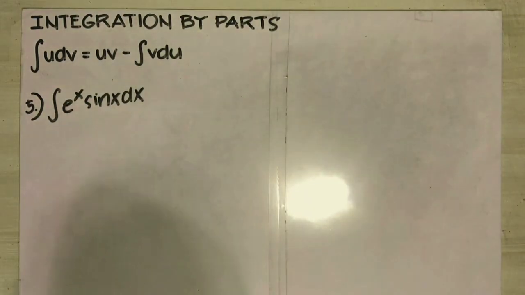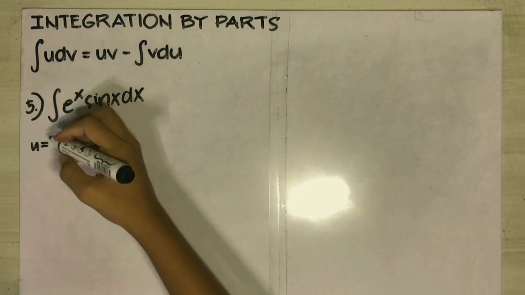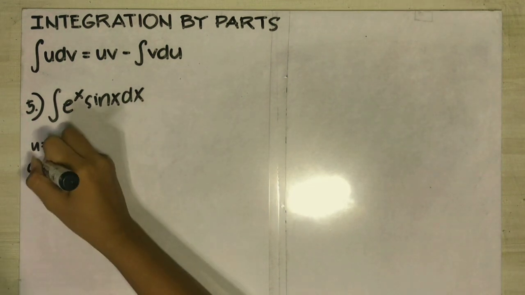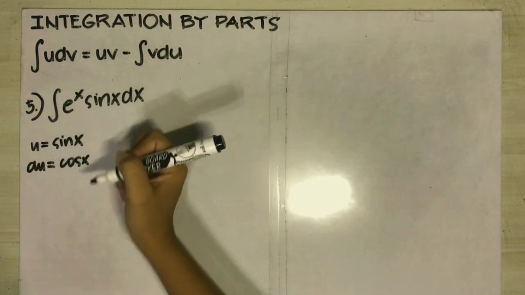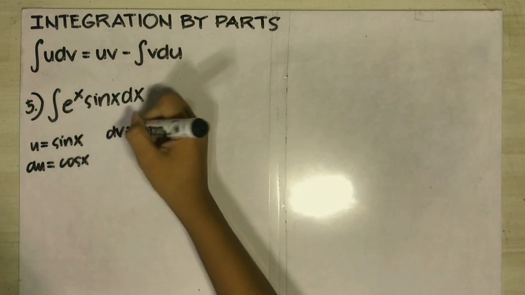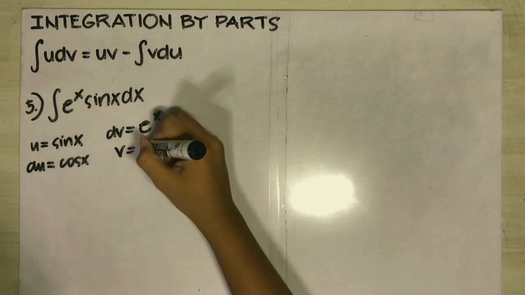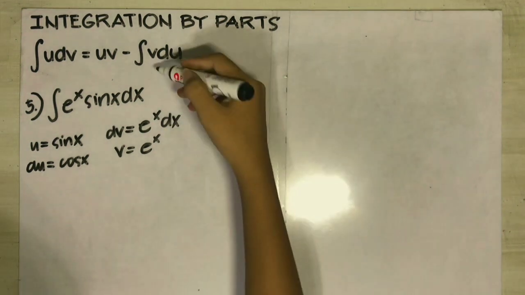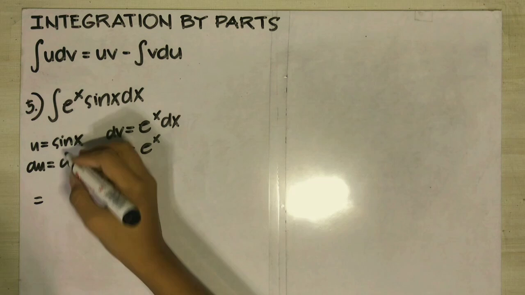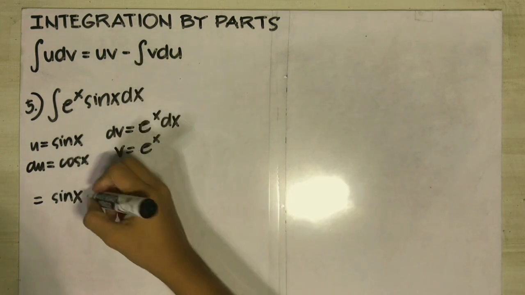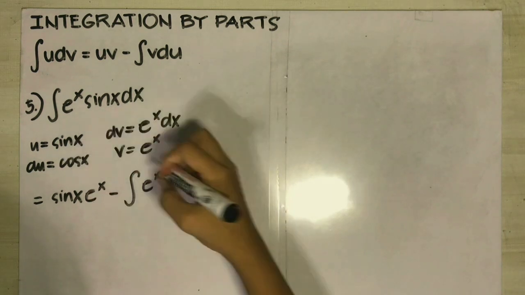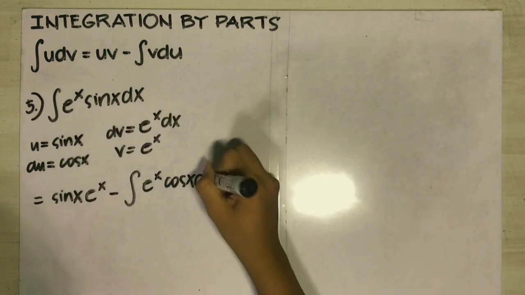And for our final example, the integral of e raised to x times sine x dx. So again, let's first get the values. So u is equal to sine x, du is equal to cosine x dx, dv is equal to e raised to x dx, and our v is equal to e raised to x. And again, let's apply this to the formula. So this is equal to sine x e raised to x minus the integral of e raised to x times cosine x dx.